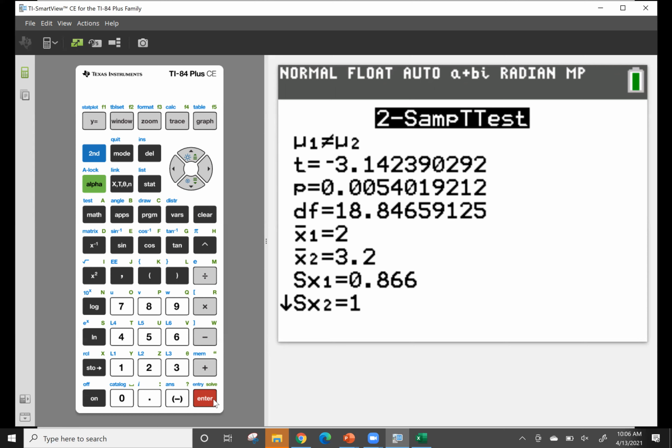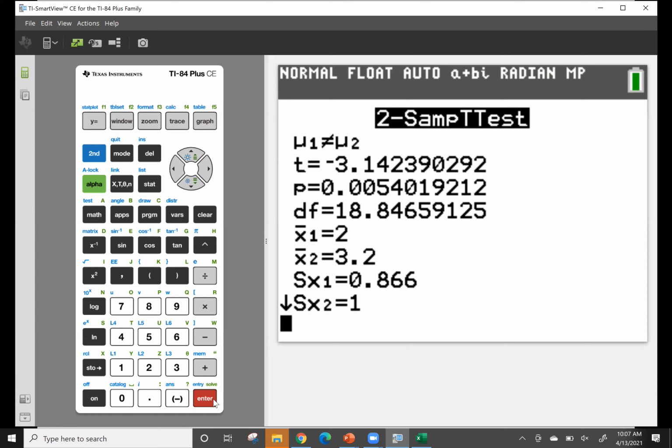So is this the same information we got from doing all that calculation? And the answer is yes. It's exactly the same information. The t-score is -3.14. The way I did it in the example, it was +3.14. I don't care. So since it's two-tailed, I'm going to have t at -3.14 and +3.14, and I have the area in the two tails. The area in the two tails combined is the p-value. That's 0.0054. The degrees of freedom for this example is 18.8466. The mean, et cetera, et cetera.